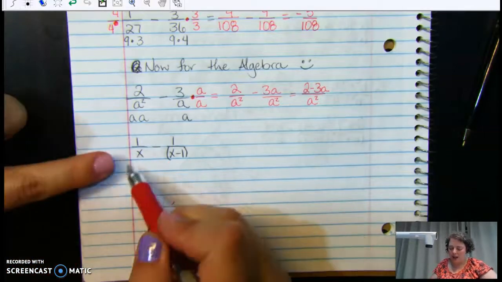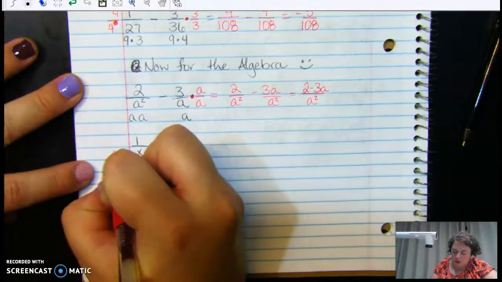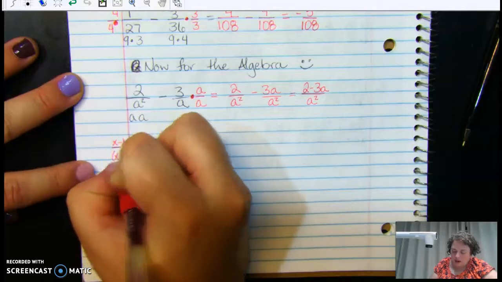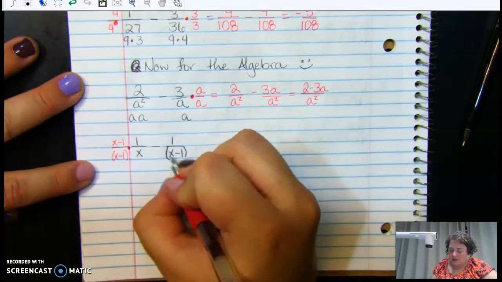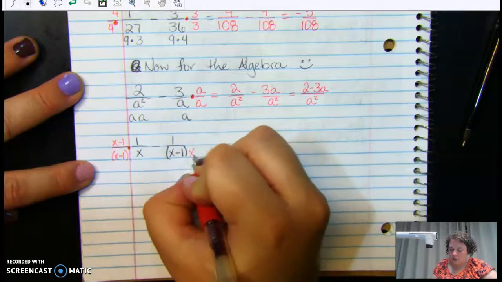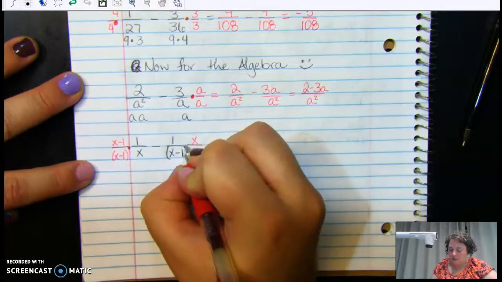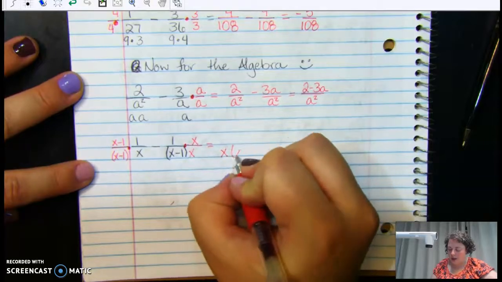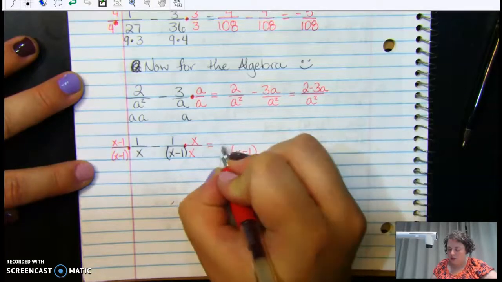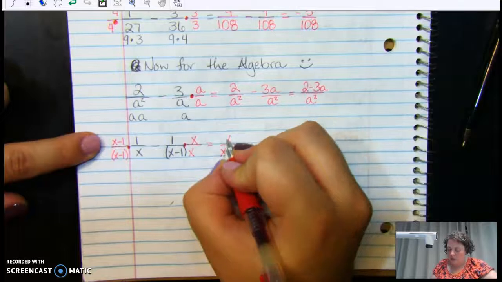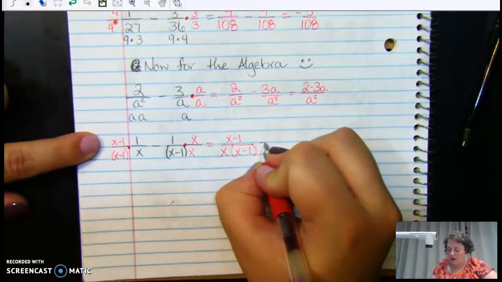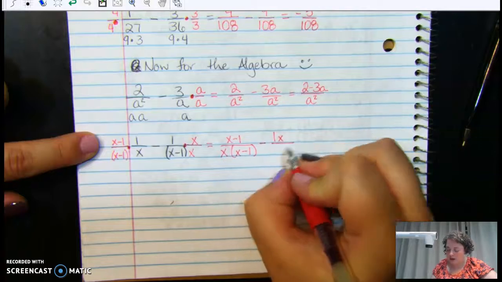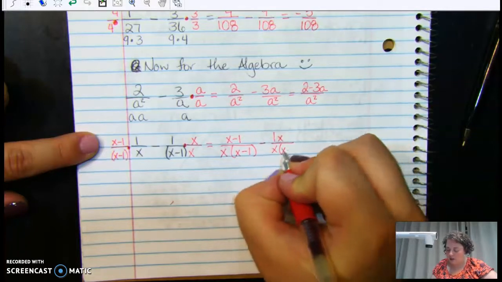So this one already has an x, so that means it's missing the x minus 1. And whatever I multiply by on the bottom, I'm going to multiply by the same thing on the top. This already has the x minus 1, but it's missing the x, so I'm going to multiply by x over x. All right, so on the bottom, we have x times x minus 1. And then on the top, 1 times x minus 1 is going to be like this. And then I've got minus 1x, which you can just write x, that's fine, over x times x minus 1.